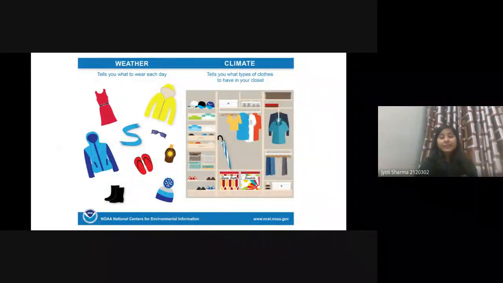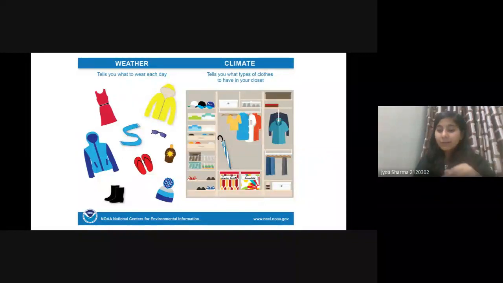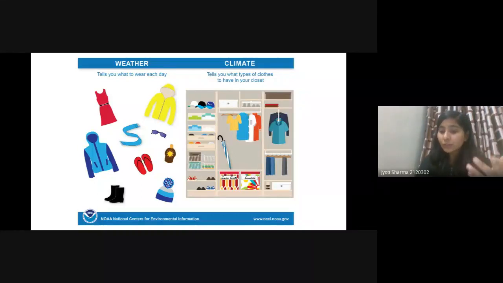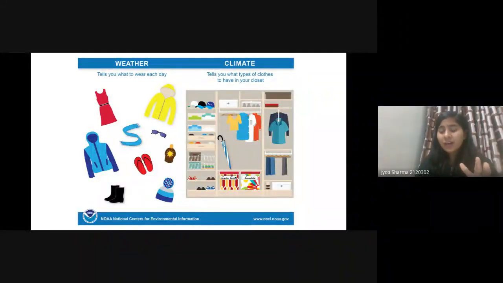The difference between weather and climate, as you can also see from that picture: weather will tell you what to wear each day. It may be a rainy day, so you must have a raincoat or umbrella. But climate will tell you what type of clothes you should have in your closet. For example, in the climate of India, you should have some winter clothes and some summer clothes. But if you go to Norway, your closet must have very thick winter clothes. So this is climate.